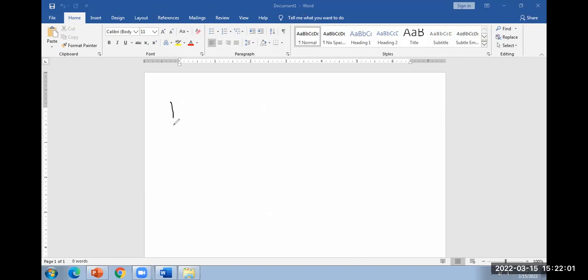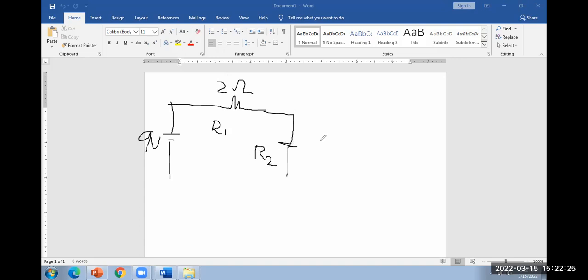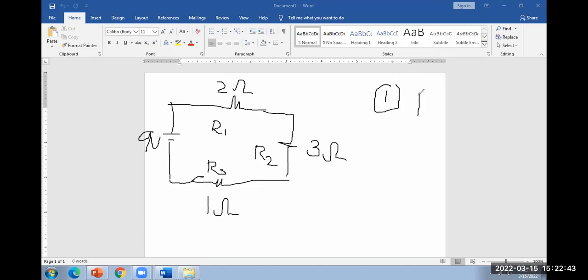I have another sample for series. Ganun din ulit yung kukunin nyo. Meron akong battery. So, battery ko ay 9 volts. Meron akong resistor 1 na 2 ohms. So, R1 is 2 ohms. R2, ang R2 ko ay 3 ohms. Then, R3 is equivalent to 1 ohm. So, solve natin ulit. What is RT? Find the RT.